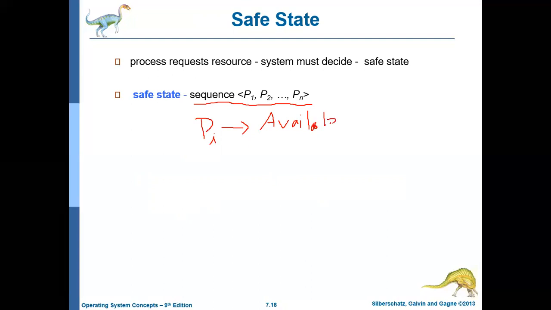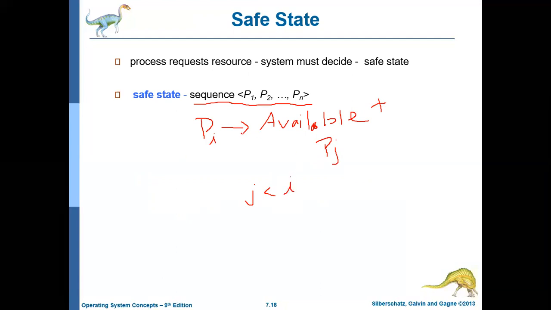and the resources that were allocated to the process Pj, in such a way that j is less than i. So what does it mean? What does it mean, j less than i?